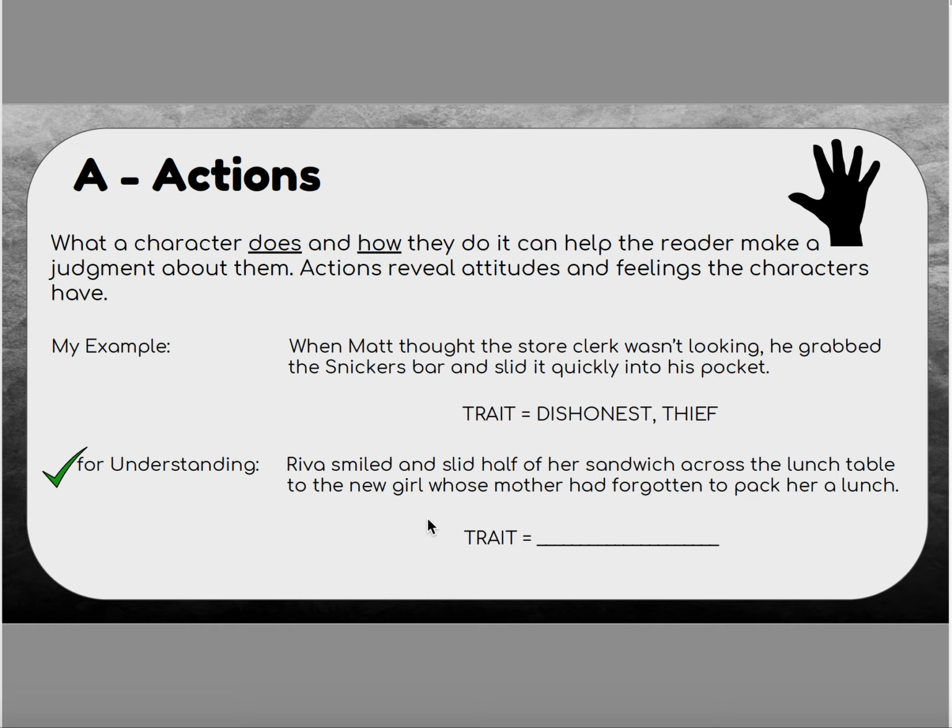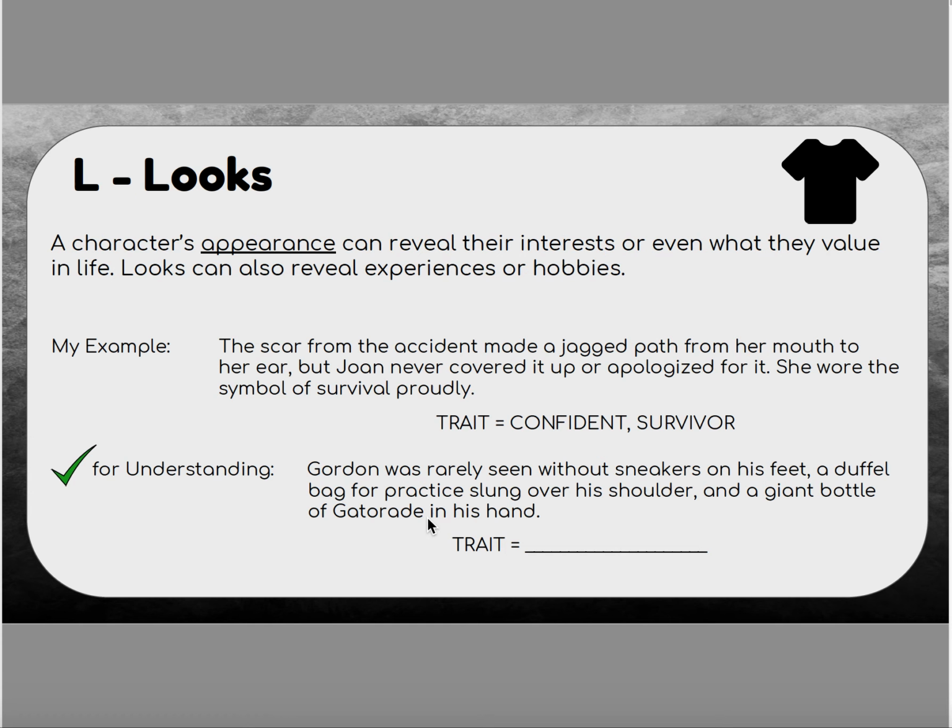Actions. This also shows that she's considerate. She's giving half of her sandwich. She's caring. Maybe she's selfless. That would be a good one. She's selfless, meaning she could have eaten the whole sandwich. Maybe she's still hungry, but instead of eating the whole sandwich, she's giving the girl across from her half of it so that she's not hungry.